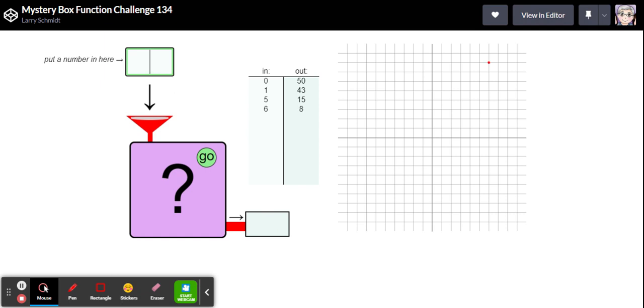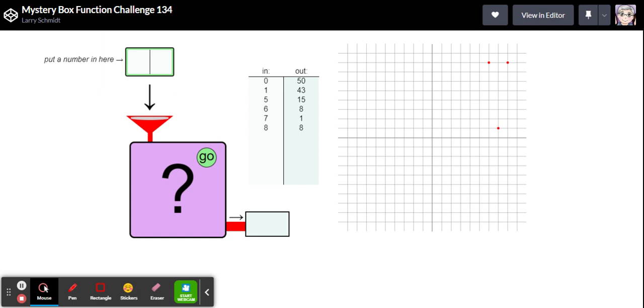6 gives us 8, and you know what I'm noticing already, the distance between 50 and 43, that's minus 7, and we moved one space over. And then when we move from 5 to 6, 15 to 8, that's also minus 7. So maybe we have a line here. Maybe this is a linear function. Let's go to 7. 7, we're at 1. That's continuing this line. So if we put in an 8, we should be at negative 6, if this is a line.